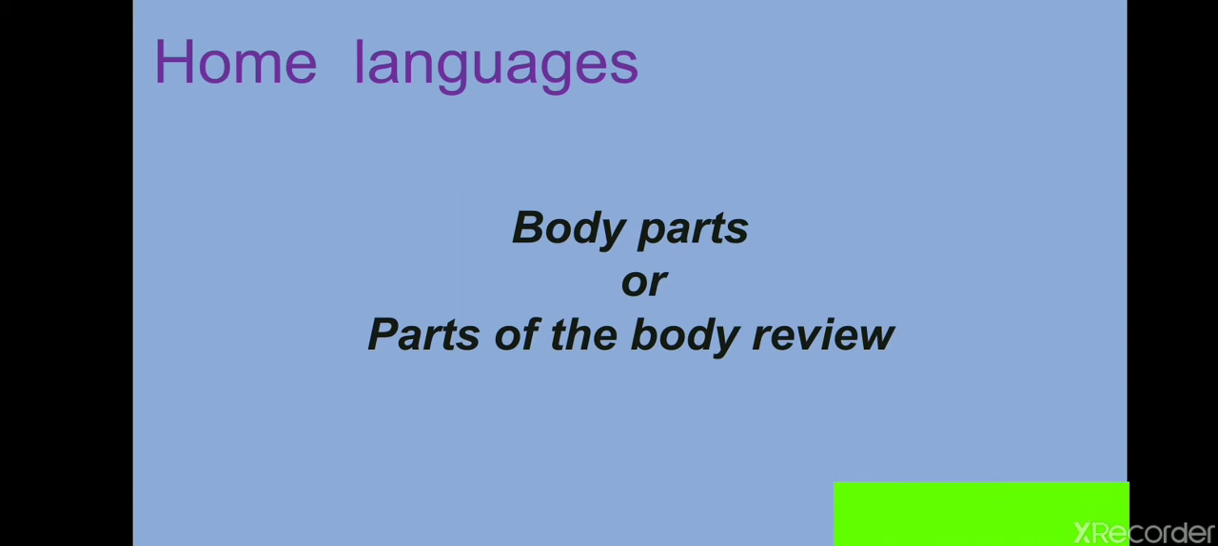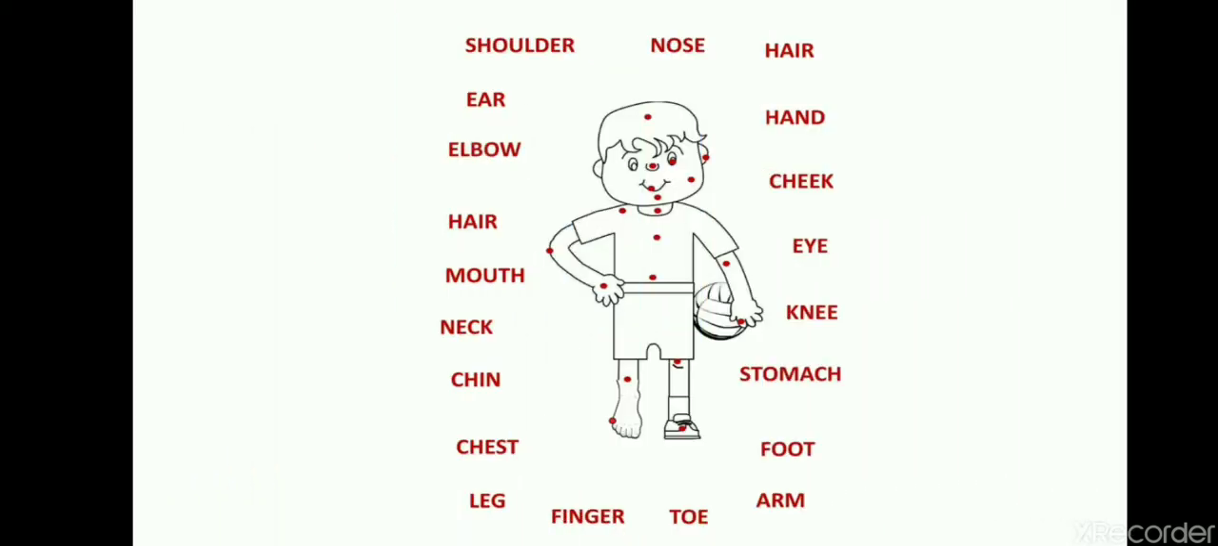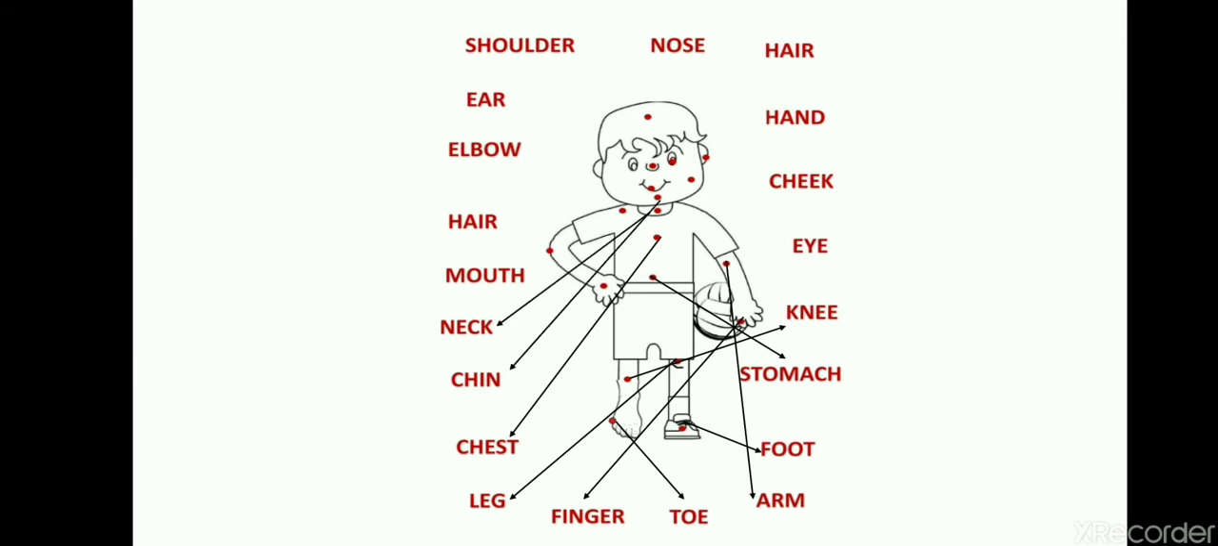Okay, let's get started. We've got here a human body, and around it we've got the parts. The first parts are toe, foot, leg, knee, stomach. You can see there the stomach, finger, chest, arm, neck, shin, eye, mouth, cheek, hand, elbow, nose, hair, shoulder, ear.